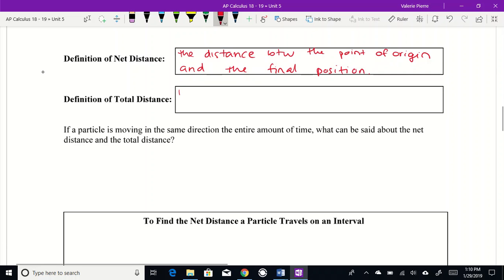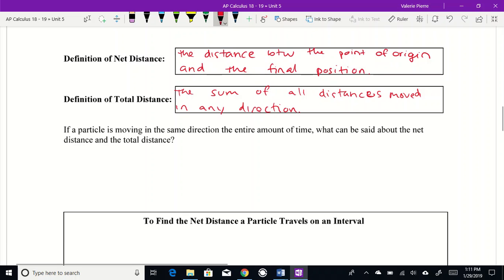Now, total distance is the sum of all distances moved in any direction. This takes into account how far you went to the right, how far you went to the left, how far you went to the right, how far you went to the left before you got to your final destination. Think of total distance as your step count and net distance as your overall trip from point A to point B, how far did you travel?